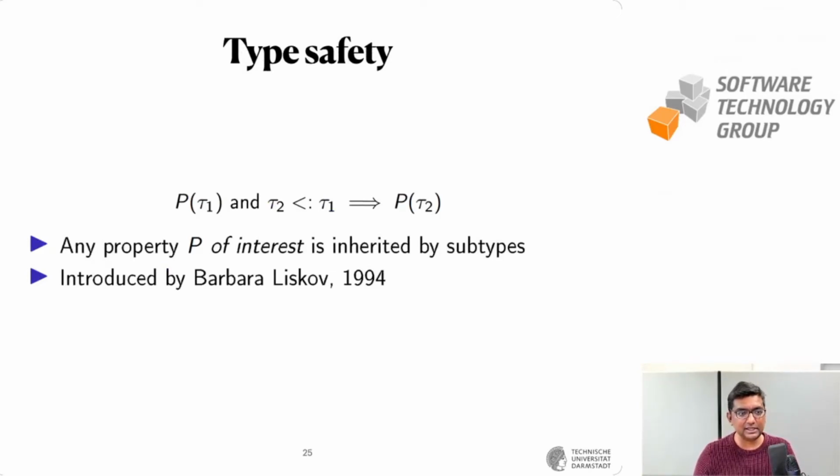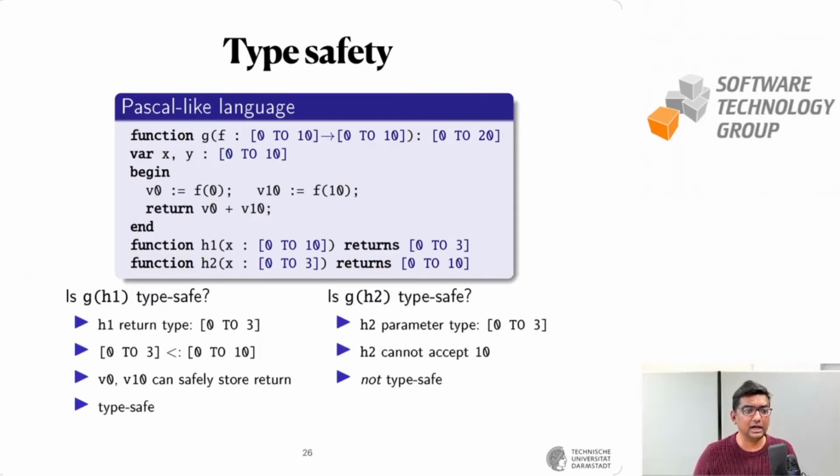Type safety here also means that if a property P is ensured for T1 and T2 is a subtype of T1, then this means that the same property P of T2 is true, right? So essentially what this means is that any property P of interest is inherited by all of its subtypes, right? Here is an example to understand whether we have understood type safety or not.